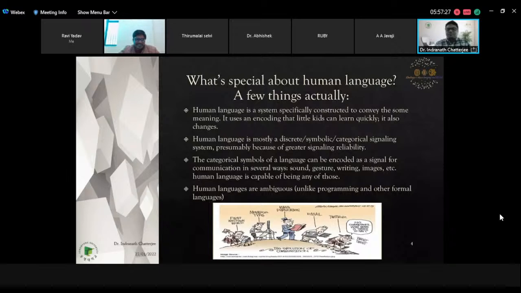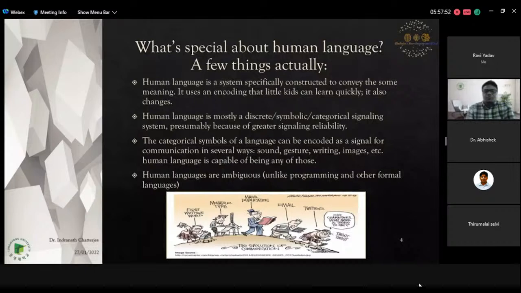As we know, when little kids try to learn a language, maybe their mother language or any foreign language, they try to learn it with different kinds of verbal expressions and different kinds of bodily expressions, right? So human language is a discrete, symbolic, and categorical signaling system, presumably because of greater signaling reliability.